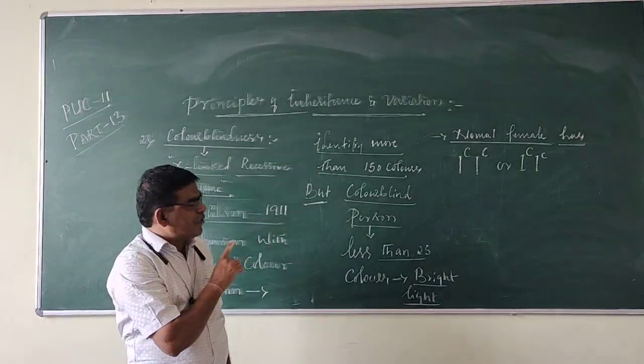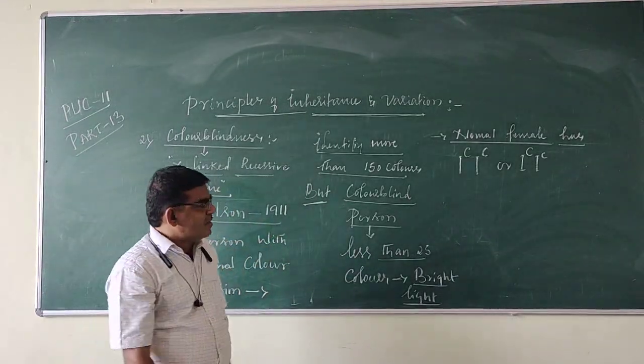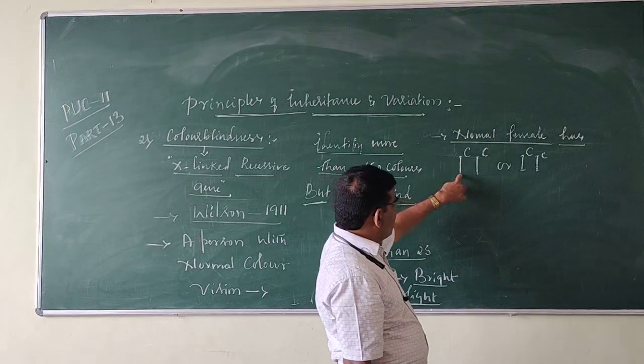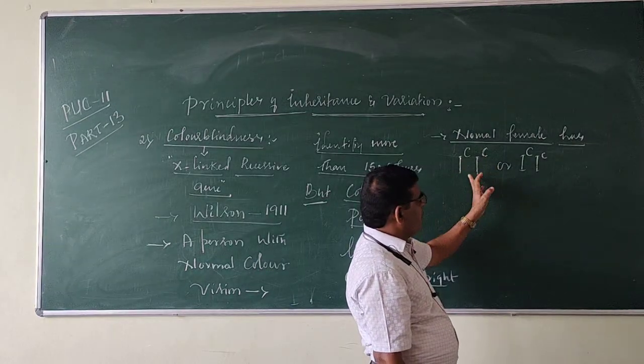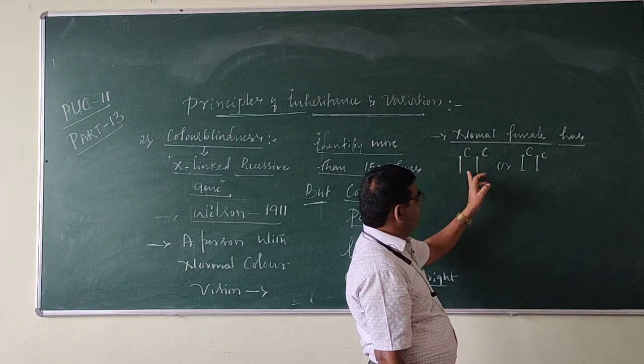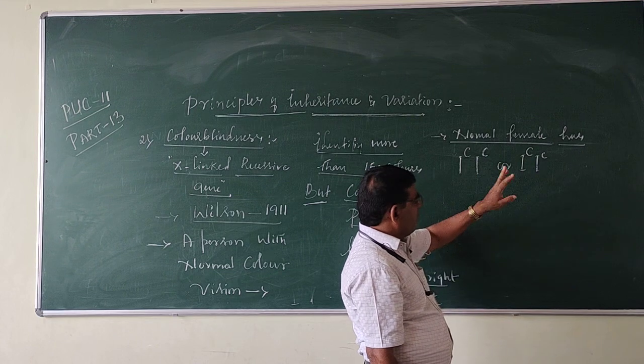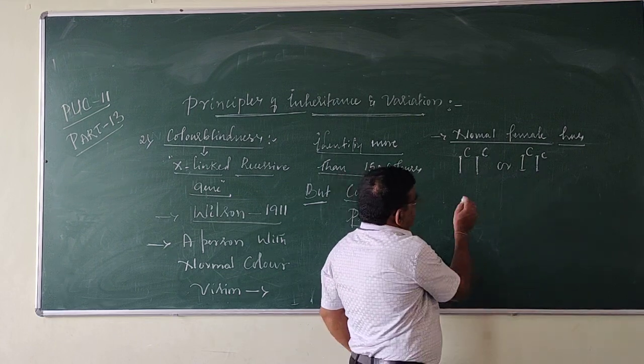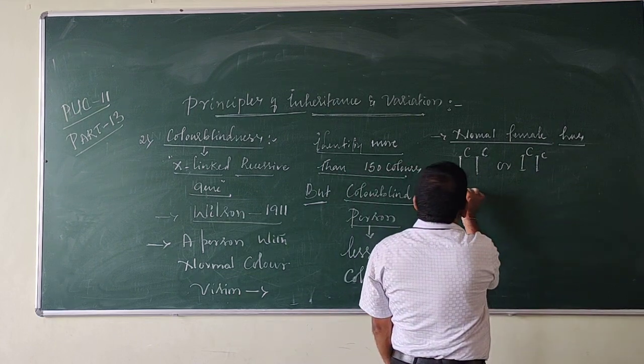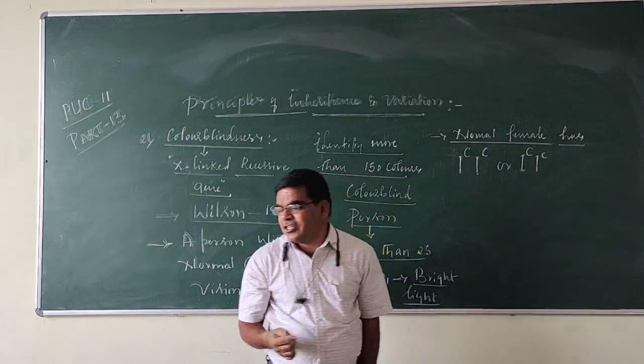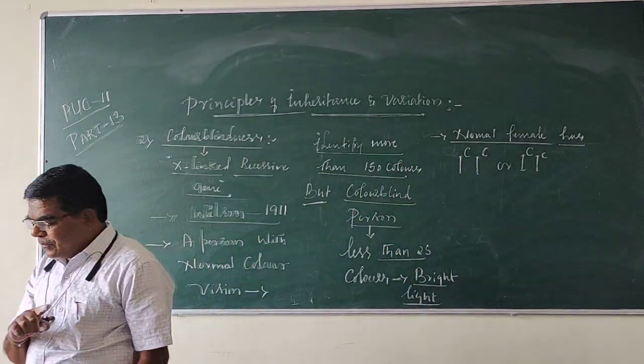Normal female genotype for color blindness is capital C, capital C, since normal is dominant. Normal female genotype, and the recessive is small c, that is color blind.